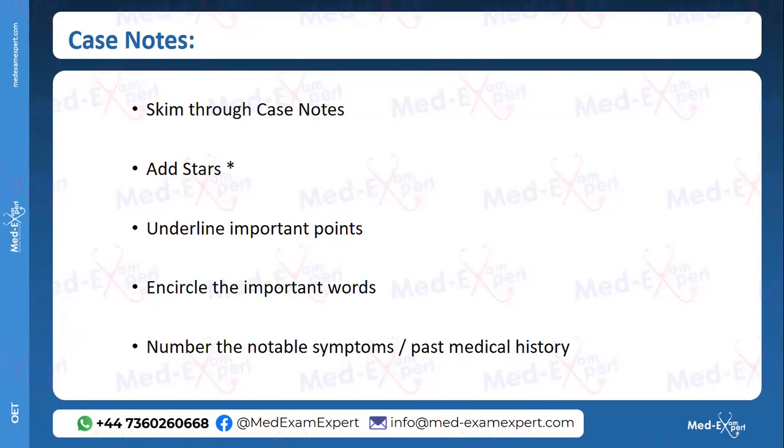So all the important stuff, what strategies you can employ to filter them out. You can add stars, you can underline important points, you can encircle the important words, then you can number the notable symptoms and past medical history. So in this way, when you finish filtering out the information, you will be able to identify and pinpoint the relevant information.